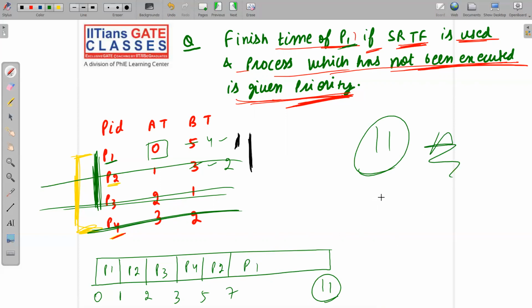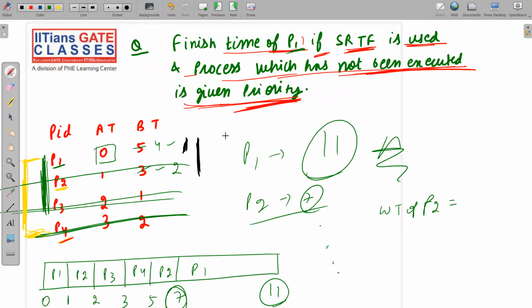If they ask the finish time of P2, it will be 7. So P1's finish time is 11, P2's finish time is 7. Now they can ask any kind of question and you can answer: waiting time of P1, waiting time of P2, whatever they want. For example, the waiting time of P2. Waiting time means what? Turnaround time minus burst time.